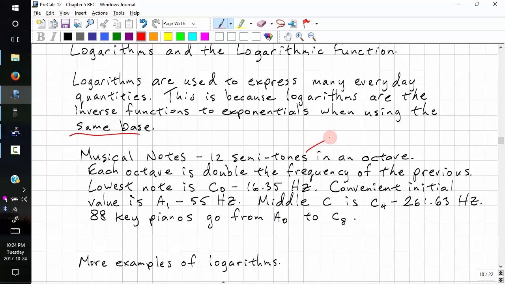And this is more related to geometric sequence, which is in PreCalc 11. And note there will be test questions relating to music.